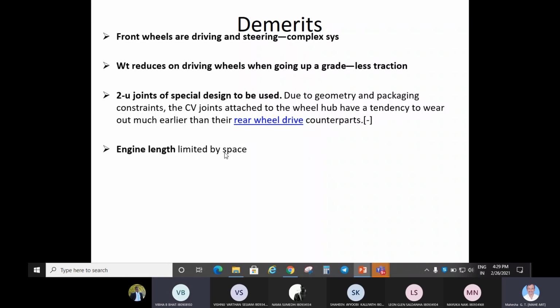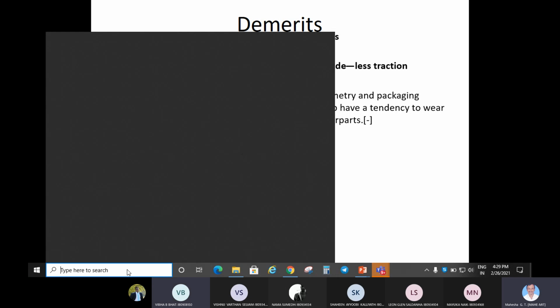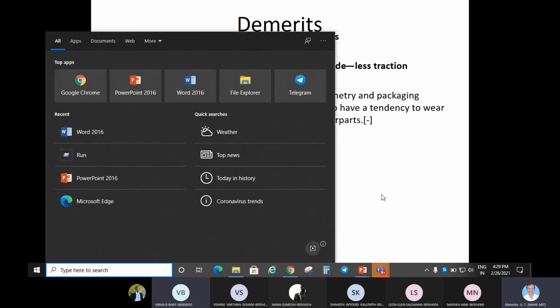Laterally, you cannot go with very lengthy engines. Space available is very less. You have to fix the gearbox, then the clutch, and then the final drive within that confined space. So hardly you can go for 3 or 4 cylinder engines, not more than that, unlike the 6 cylinder, 8 cylinder engines, which may be possible with other types of layout. That is another issue.